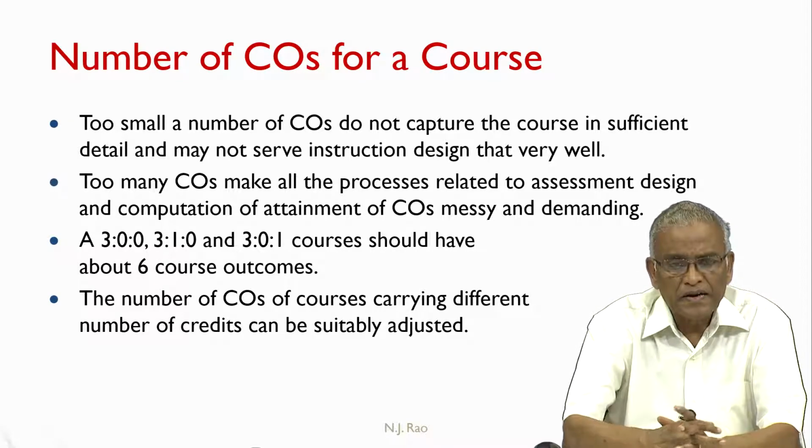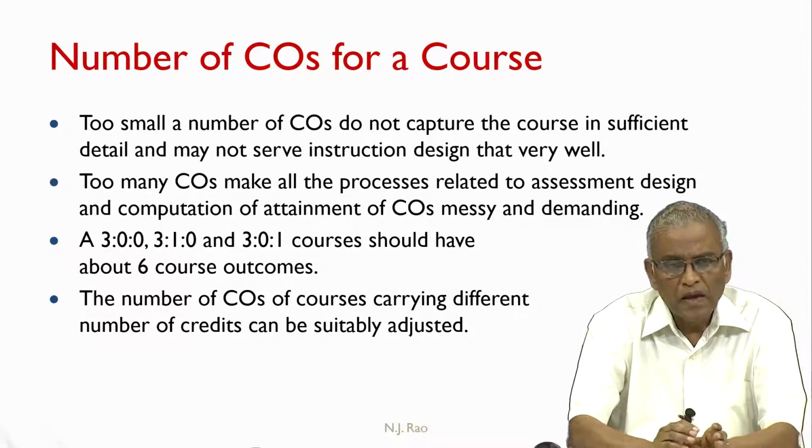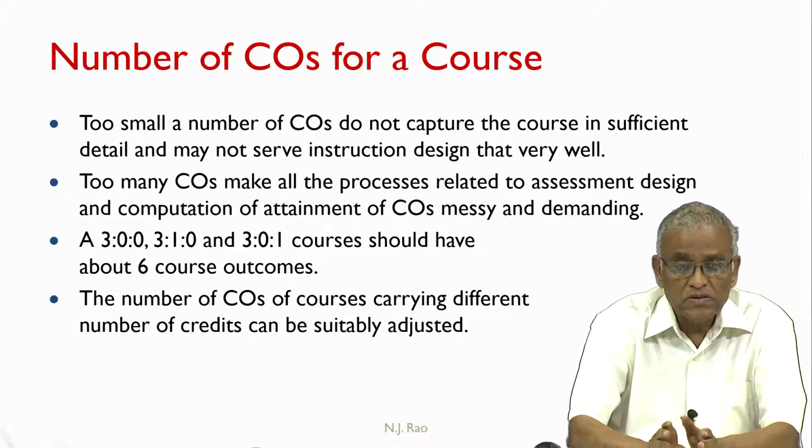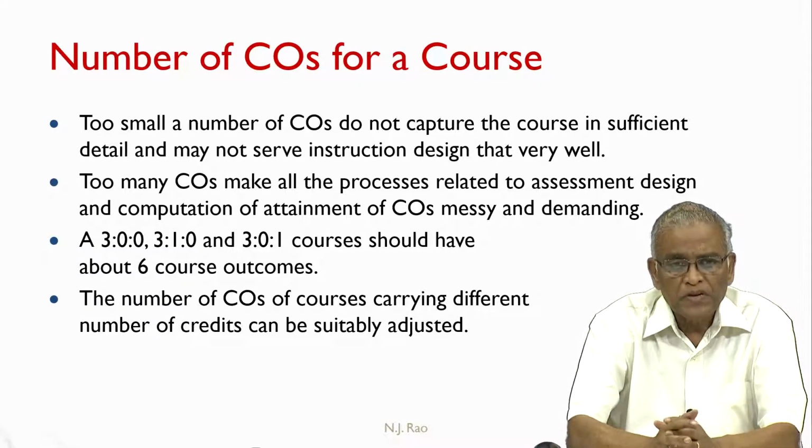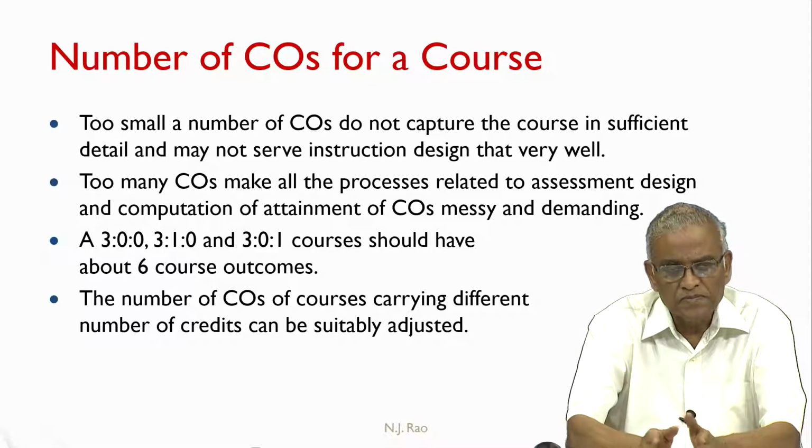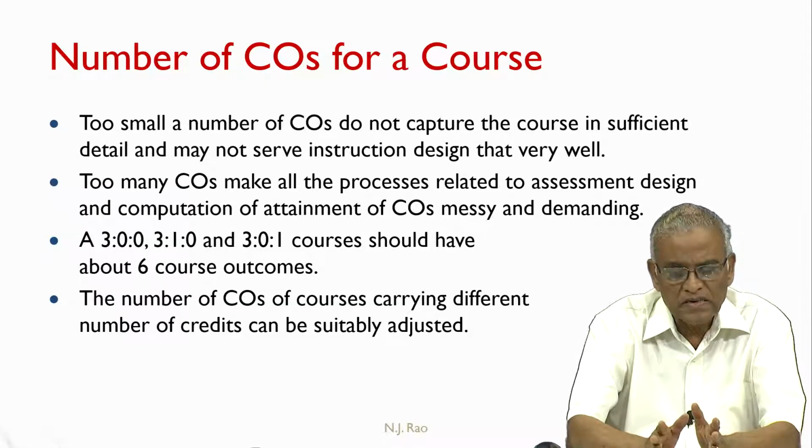After a bit of trial and error, it has been found that a course like 3:0:0 or 3:1:0 or even 3:0:1, where the lab is part of the course itself, should have about 6 course outcomes. 6 would mean 6 plus or minus 1 or 2, though personally my view is that it should be between 6 and 8. Of course, nothing happens if you write one more extra or one less. It is not that kind of thing.